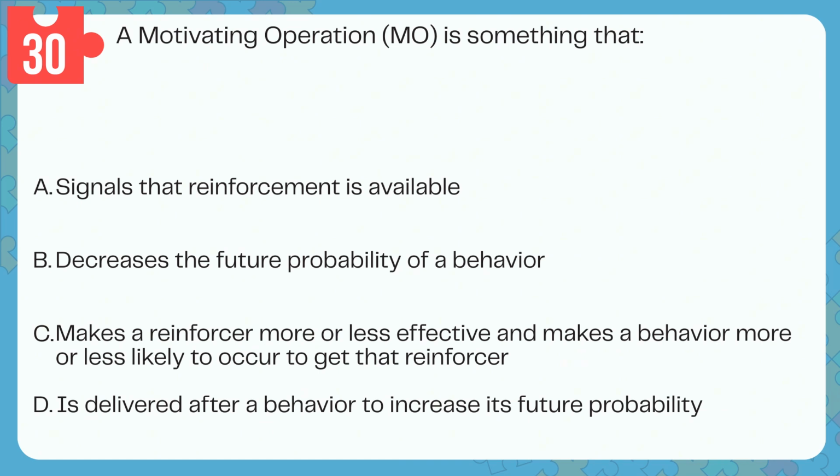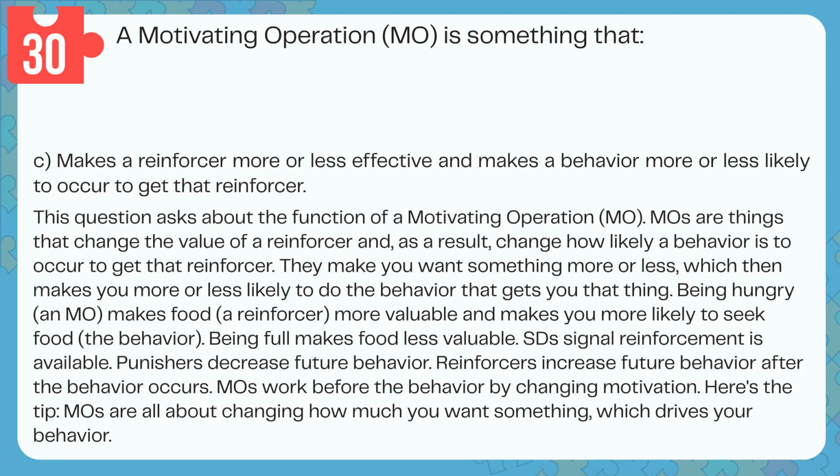Question 30. A motivating operation, MO, is something that A. Signals that reinforcement is available. B. Decreases the future probability of a behavior. C. Makes a reinforcer more or less effective and makes a behavior more or less likely to occur to get that reinforcer. D. Is delivered after a behavior to increase its future probability. Answer. C. Makes a reinforcer more or less effective and makes a behavior more or less likely to occur to get that reinforcer. This question asks about the function of a motivating operation, MO.